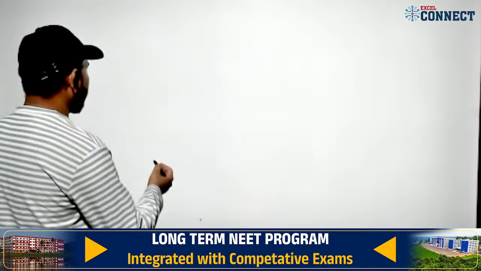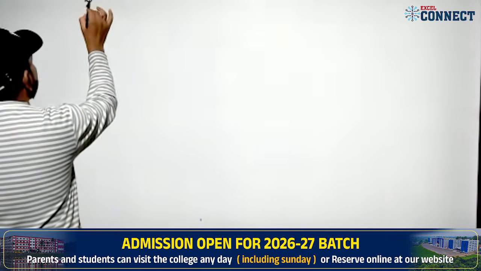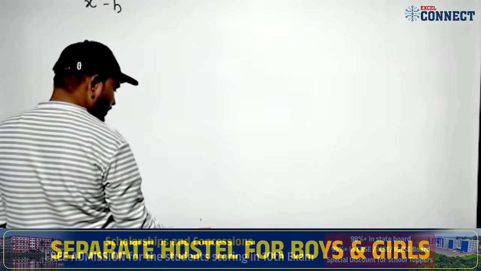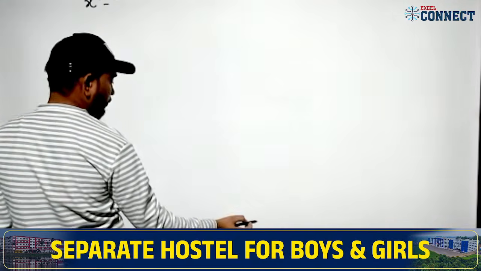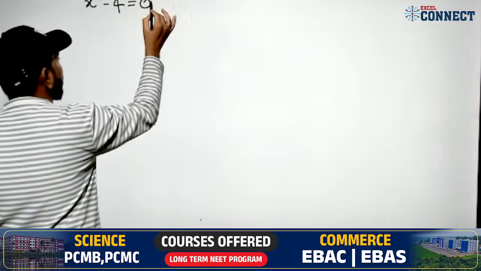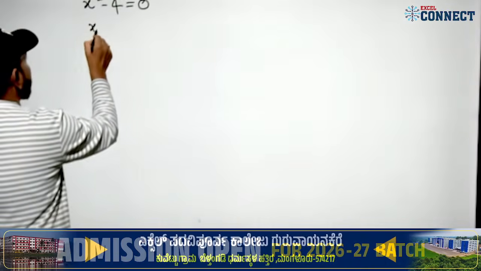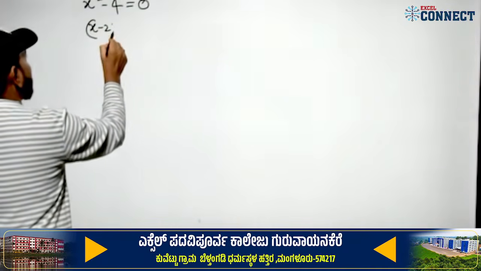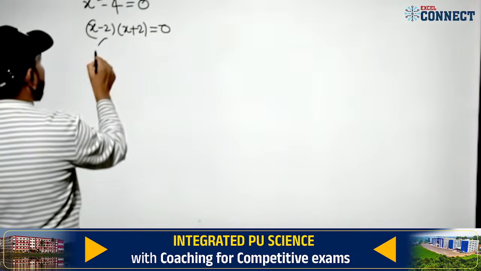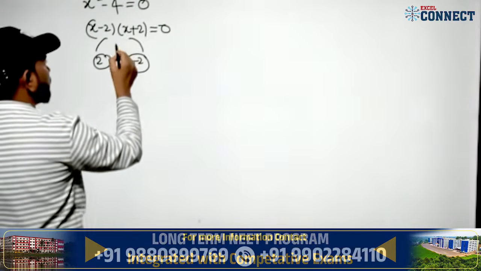Actually yesterday I discussed some equations like this. Let's suppose x square minus 4 is equal to 0. Find the root. So you can say, sir, x minus 2 into x plus 2 is equal to 0, and the roots are 2 and minus 2. Yes, this has two real roots.